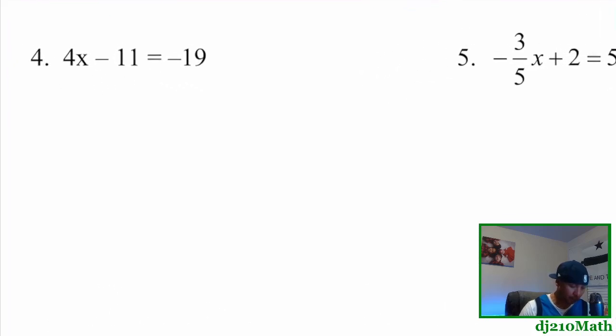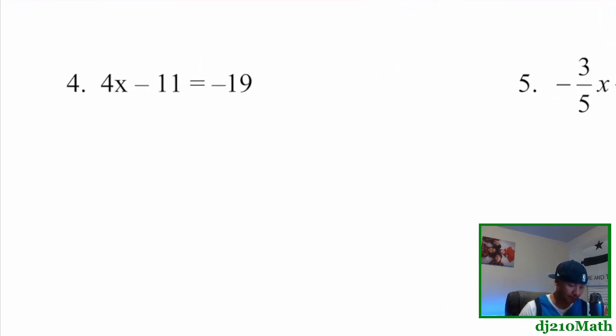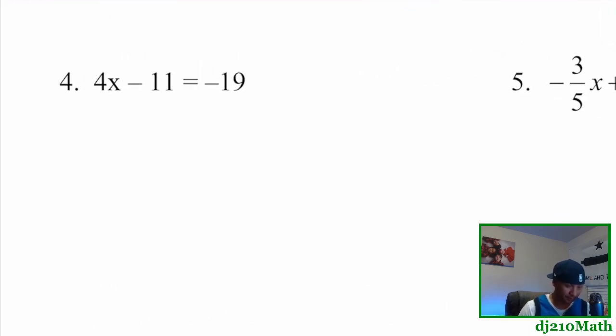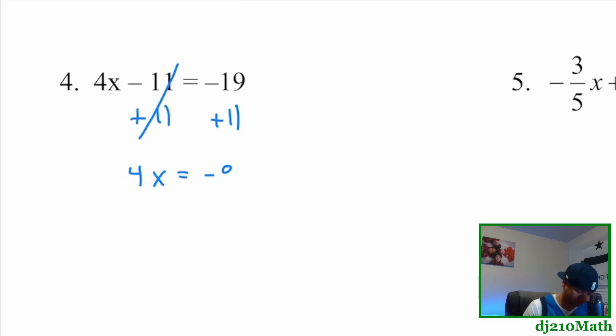All right, number 4. 4x minus 11 equals negative 19. I'm going to add 11 to both sides. Cancels. 4x is equal to negative 8. Divide both sides by 4. Eight divided by 4 is 2, so negative 2. X is equal to negative 2.